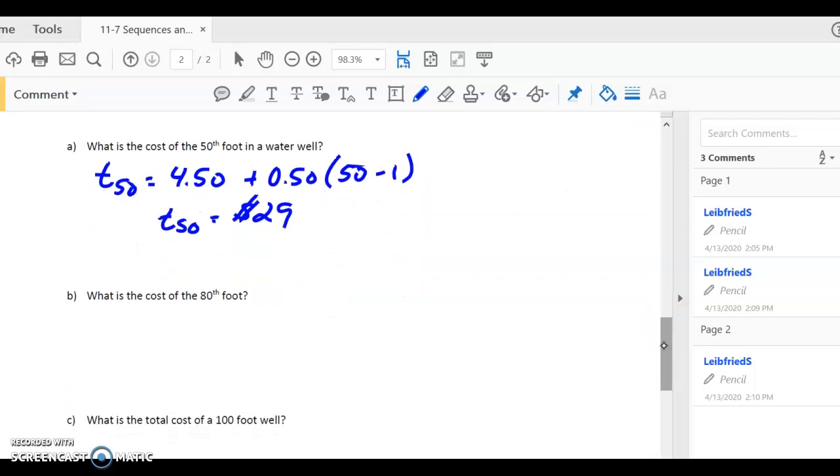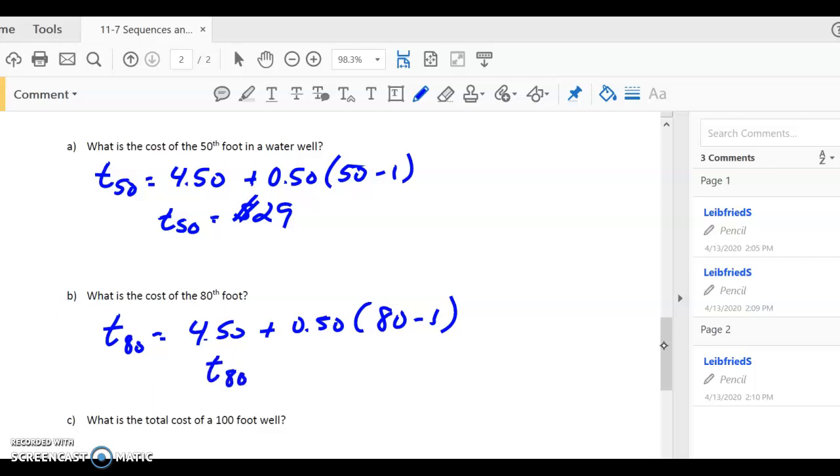What's the cost for the 80th foot? The 80th foot would be similar. You have $4.50, 50 cents is the common difference, but now you're using 80 for the nth term. That's going to yield the 80th foot is $44.